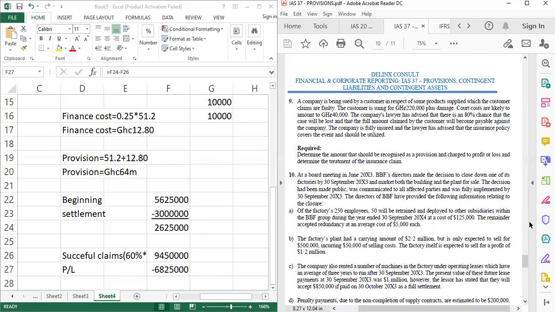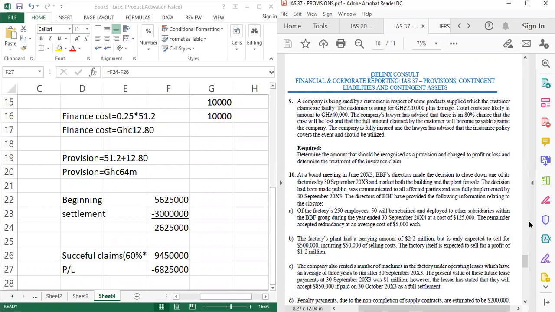The company is fully insured, and the lawyer has advised that the insurance policy covers the event and should be utilized. We didn't receive any information from the insurance company that they are going to pay the amount. So we can't recognize a liability or an offsetting amount in respect of this particular provision. If they give us the money, fine. They are not telling us anything, so we cannot create an asset, an insurance claim, in respect of this provision.